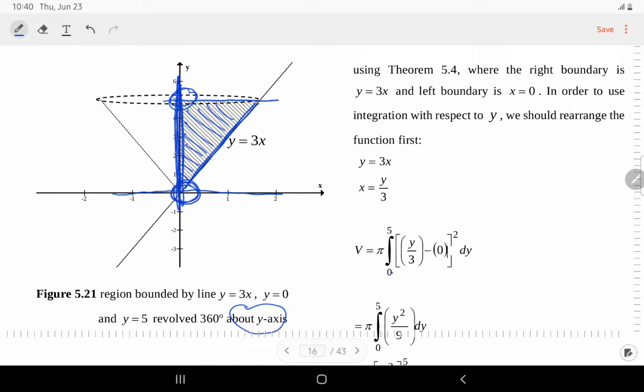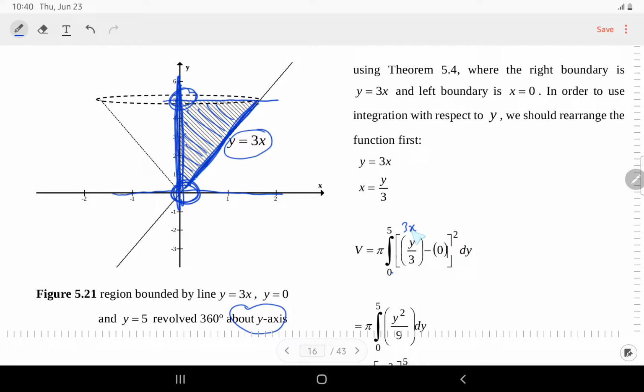Okay, so what is the right boundary? Right boundary dia yang ni lah. Okay, sebelah kanan ni. What is the equation? Y equal 3x. Tapi kita tak ambil 3x masuk dekat sini. Kalau you all letak 3x kat sini, kita nak integrate dy. So kita tak boleh ada variable x.